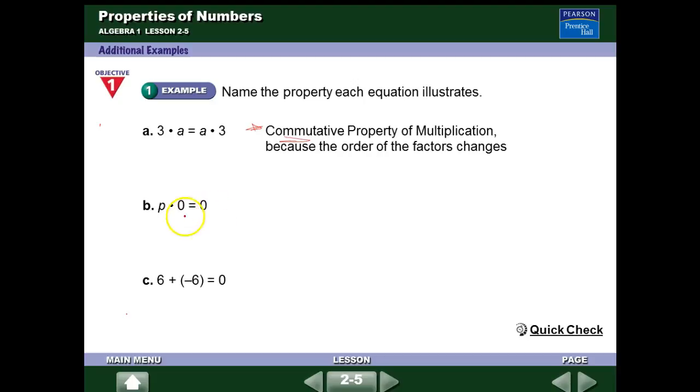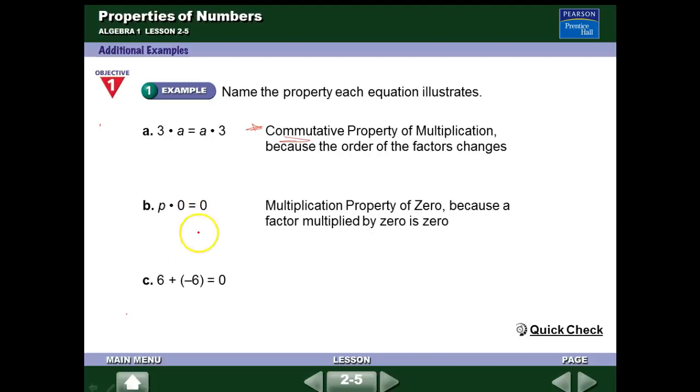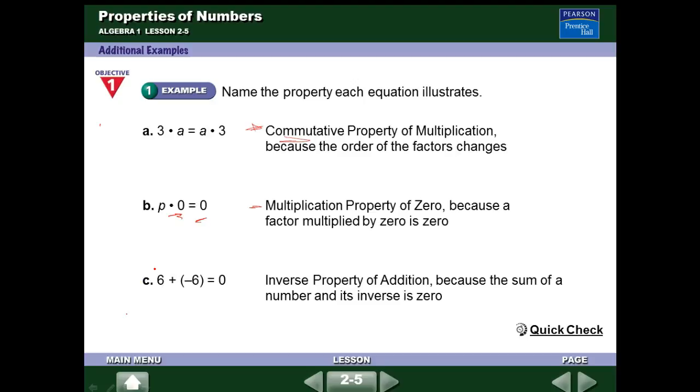P times 0 equals 0. We're multiplying something by 0 and we get 0. So what property is that? It is the multiplication property of 0. Next, you have 6 plus a -6. I see opposites here, and that was supposed to be opposite with inverse. So the inverse property, and they are adding, so it's the inverse property of addition. The other one was the inverse property of multiplication. Obviously they're adding, so it's the inverse property of addition.